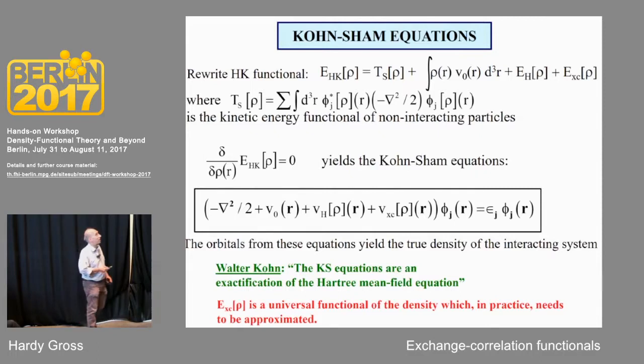And I quoted this place what Walter Kohn liked to say, that the Kohn-Sham equations are an exactification of the Hartree mean field equation. Exactification in the sense, and that's important to note, that the density that follows from these orbitals is the right density. Does not mean that the Slater determinant formed from these orbitals is in any sense an approximation to the wave function, to the full interacting wave function. By no means.